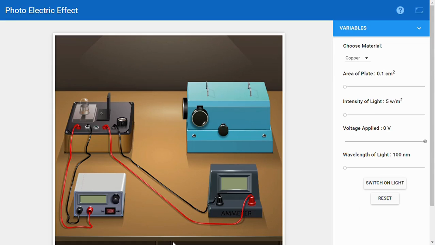As we know, the virtual lab simulator comes with a pre-implemented circuit, so we don't need to build the circuit. To perform the experiment in virtual labs, we get a source of light through which light is incident on the metallic surface, and a power supply is connected to the metallic surface to vary the amount of voltage, and an ammeter is connected to it to detect the amount of current. By switching on the light, we can vary these four parameters.